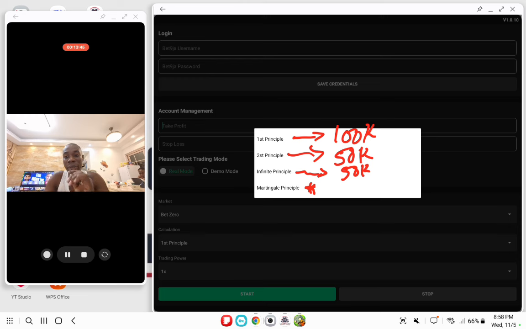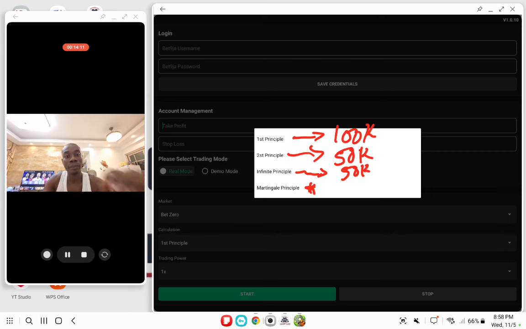Okay, but then it is more prone to risk than these other 3 calculations. While it's faster in making profit, it is more prone to risk than the other calculations. So there is a reason why I put it, even as it's prone to risk. There is a reason why I put it, and I'm going to explain it shortly.